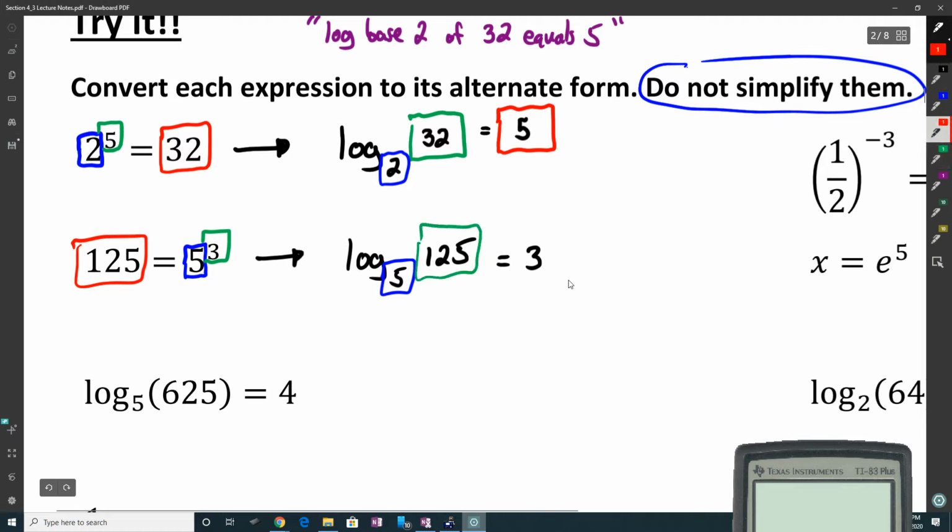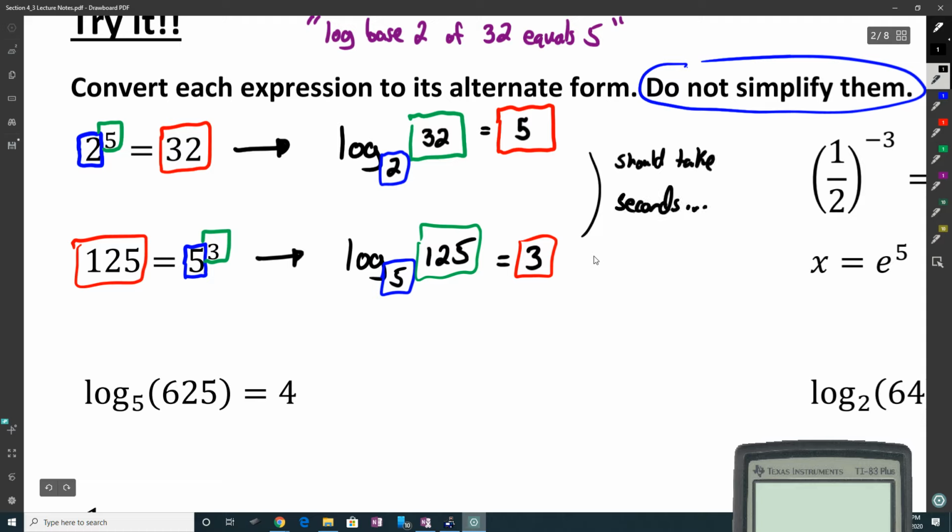Now this skill of going from one form to the other needs to be quick. This idea should take seconds. Really quick. Just like your parents had you memorize your multiplication tables and your addition tables, same thing with these conversions. Going from one form to the other should be just as quick as you writing it out. And right now it's a foreign idea, but it takes a lot of practice.